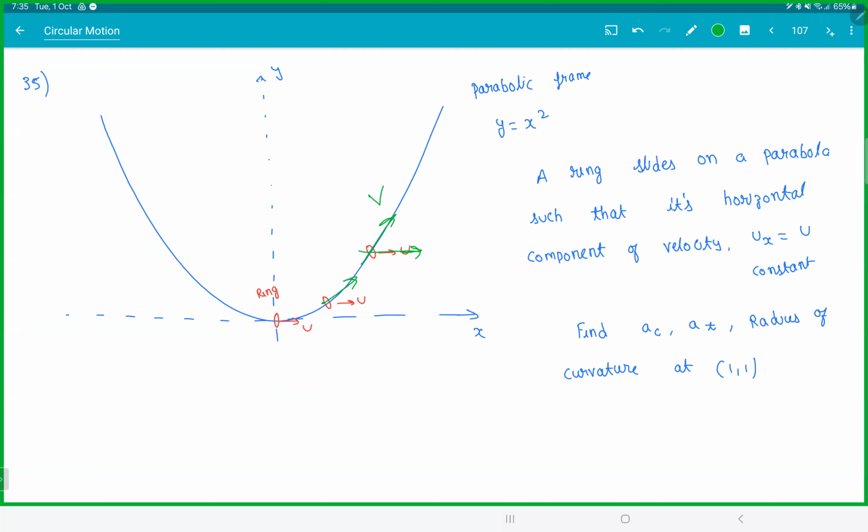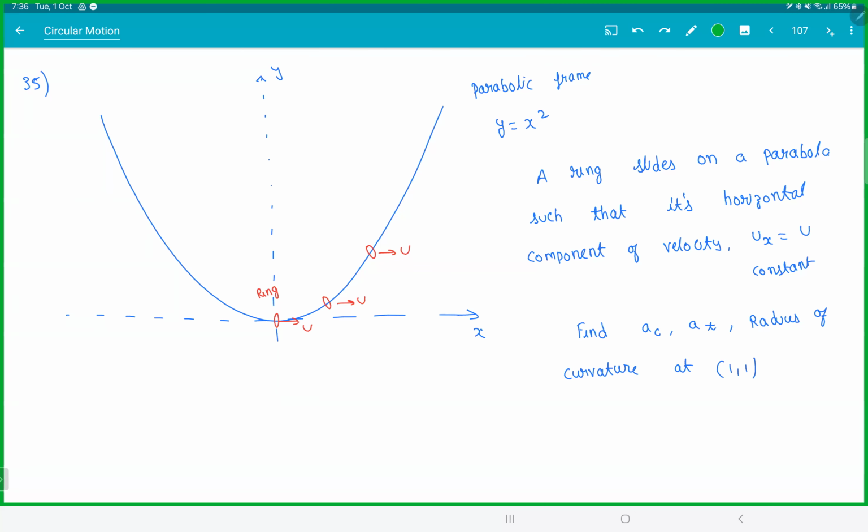The ring is going with some different speed. I don't know how much is that, but the horizontal component of that speed is always constant, which is u. Sir, is gravity acting on the object? We don't know. Think of it like this: even if gravity was acting, some person is pulling it and making sure the horizontal speed is u. So it won't matter for our question.